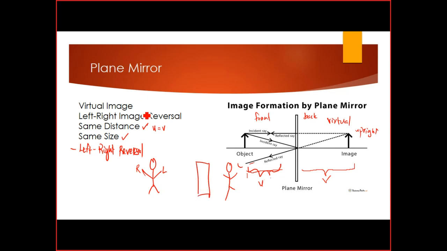So the things that you need to know: first, how you can obtain this image. The second thing is what U and V are, what the distances are. Their distances should be equal. The third thing you need to know is the image characteristics. Given this object, what sort of image can you obtain from this plane mirror?